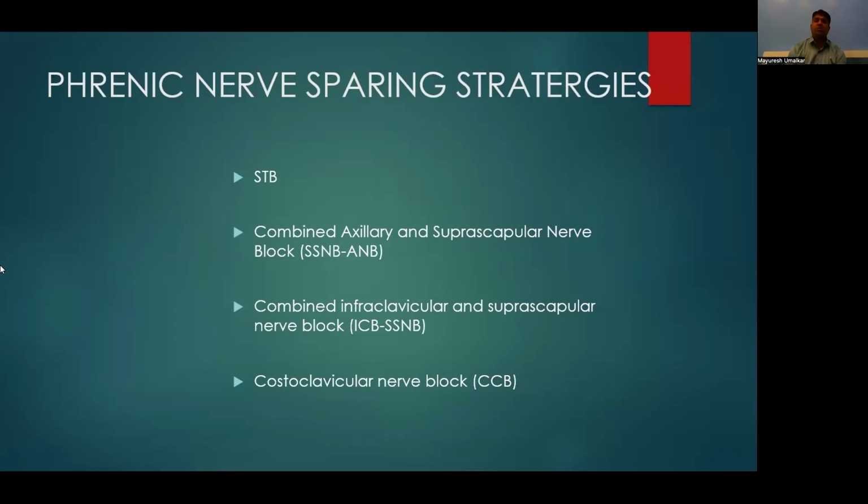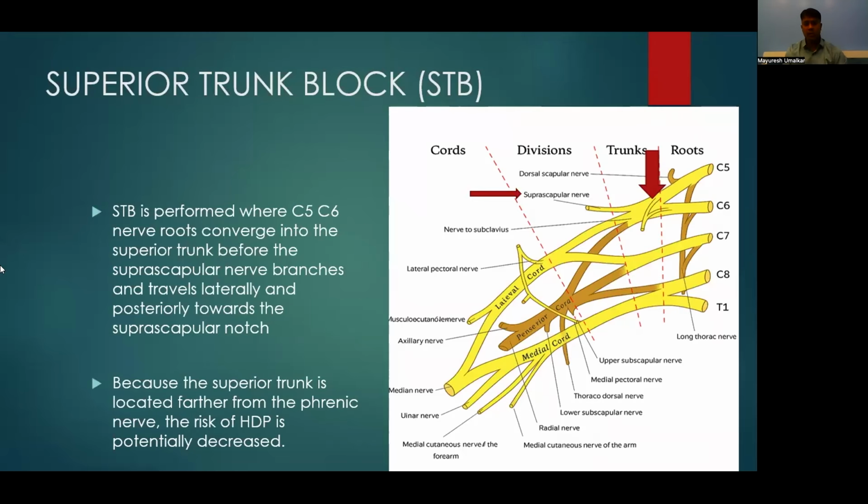Now, what are the options for phrenic nerve sparing strategies? There is STB, meaning superior trunk block, combined axillary and suprascapular nerve block, combined infraclavicular and suprascapular nerve block, and costoclavicular nerve block. Now, superior trunk block, as I told you, is done at the level of C5 C6, where C5 C6 meet, but before the suprascapular nerve gets out.